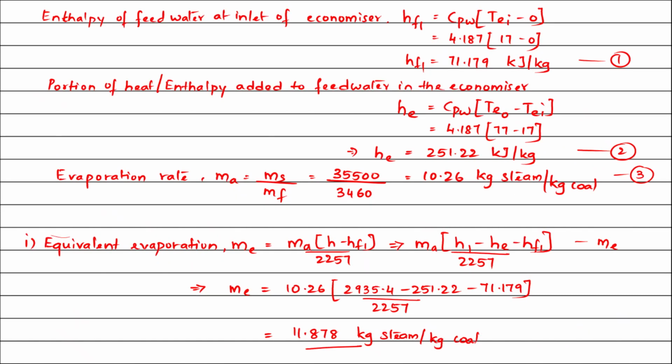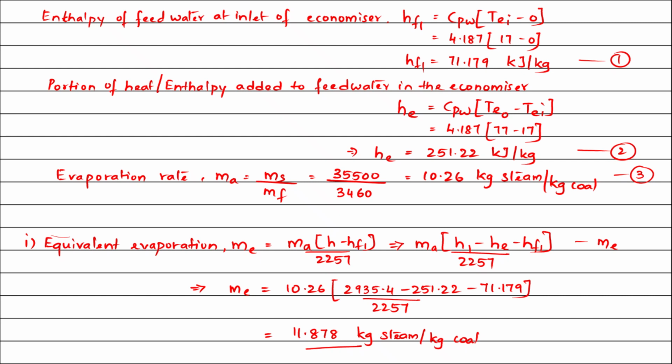Once I have the enthalpy of the superheated steam, next I found the enthalpy of the feed water at the inlet of the economizer. Then I found the heat that is added in the economizer before the water enters the boiler, which I have called He. Next, I also found the evaporation rate, which I obtained as 10.26 kg of steam per kg of coal.